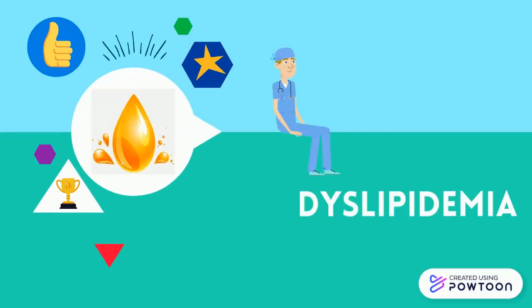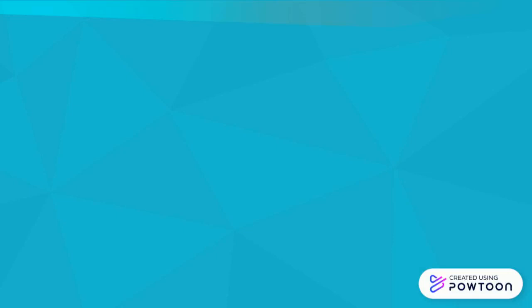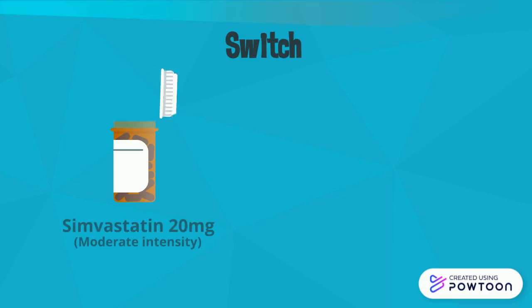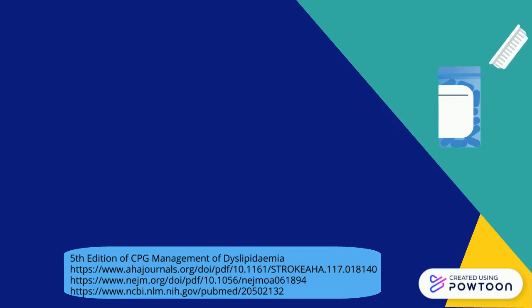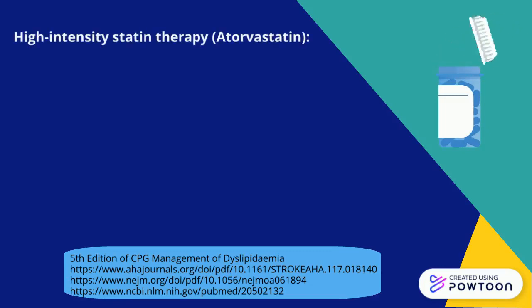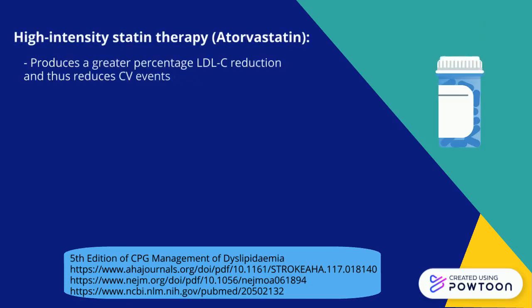Next, let's talk about the patient's dyslipidemia condition. As the patient had dyslipidemia and stroke, we recommend the switch of a previous medication of simvastatin 20 mg, which is a moderate intensity statin therapy, to atorvastatin 40 mg, which is a high intensity statin therapy. According to Malaysia's CPG and several journals, atorvastatin given as high-intensity statin therapy can produce a greater percentage LDL-C reduction and thus reduces cardiovascular events more than moderate-intensity statin therapy.